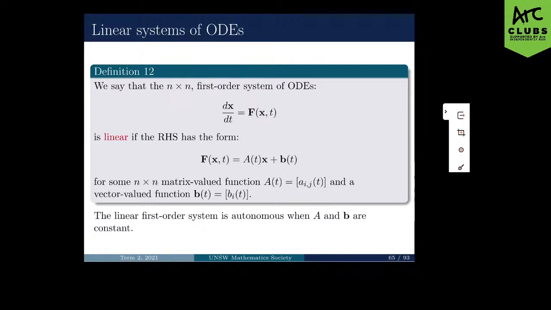So let's revise what linear systems of ODEs are. So we have our generic non-autonomous system. And we know that this is linear if we can write f of x, t in this form, A(t) times x plus b(t), where A is a matrix valued function and b is a vector valued function. And this system is autonomous precisely when A and b are constants.